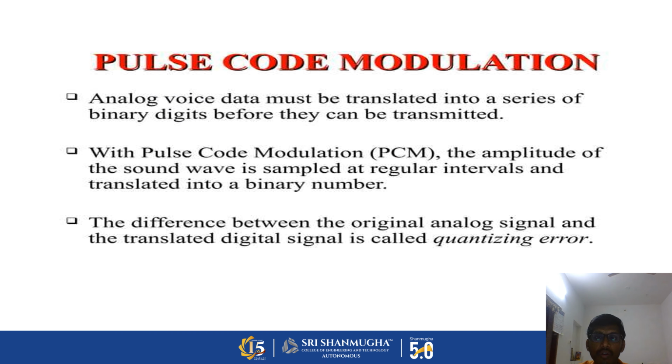Next, pulse code modulation. First of all, what is meant by pulse code modulation? The analog signal is converted to a digital signal, basically using the sampling method and then the quantization method. So a pure analog signal is converted into a fully digital signal. That process is called pulse code modulation. By using the technique of pulse code modulation, the amplitude of the sound wave is sampled at regular intervals and translated into binary numbers. Okay, the analog signal is taken first as an input signal. The analog signal is converted into a binary signal and then finally translated into binary numbers. That is called the pulse code modulation technique.